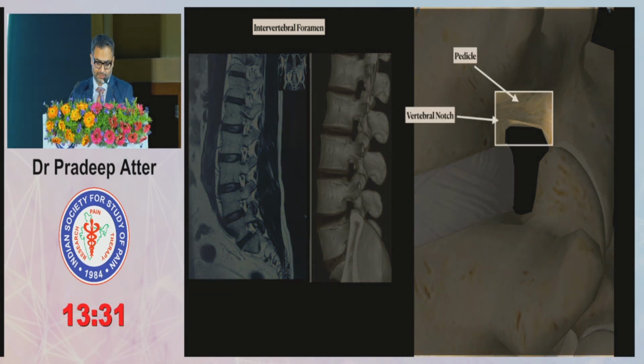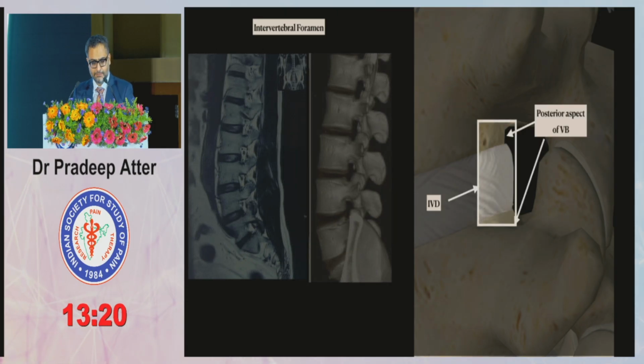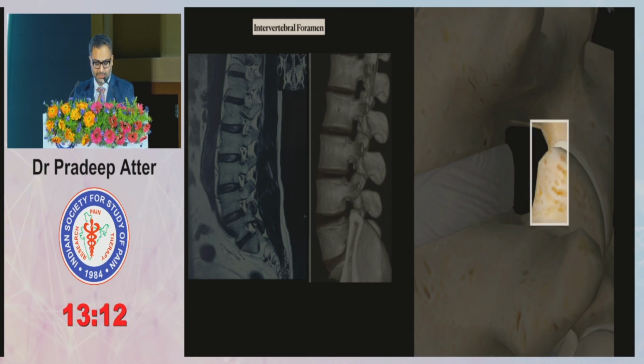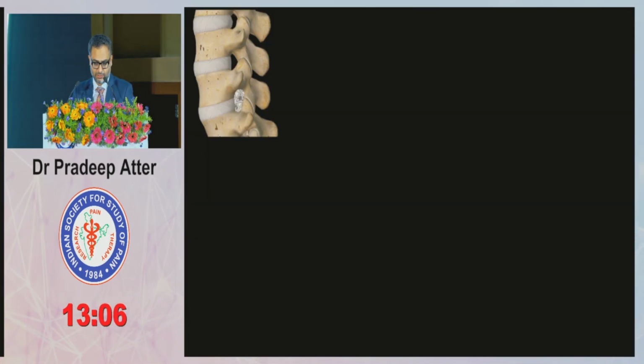The roof is marked by the pedicle and the vertebral notch. The floor is marked by the superior vertebral notch and the pedicle itself of the lower vertebra, and the posterior aspect of the vertebral body and the intervertebral disc mark the anterior aspect, and the posterior part of this triangle is marked by the inferior and superior articular processes.